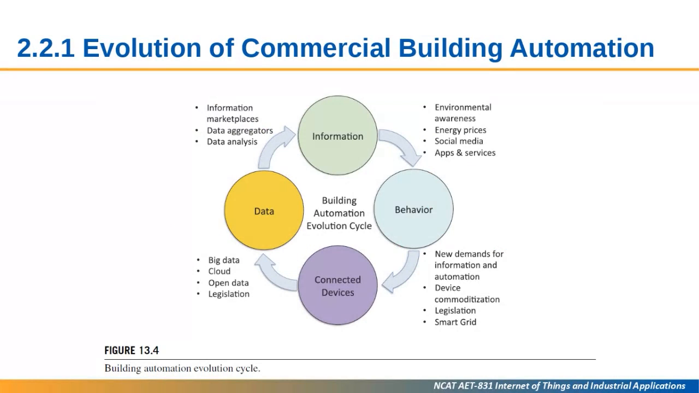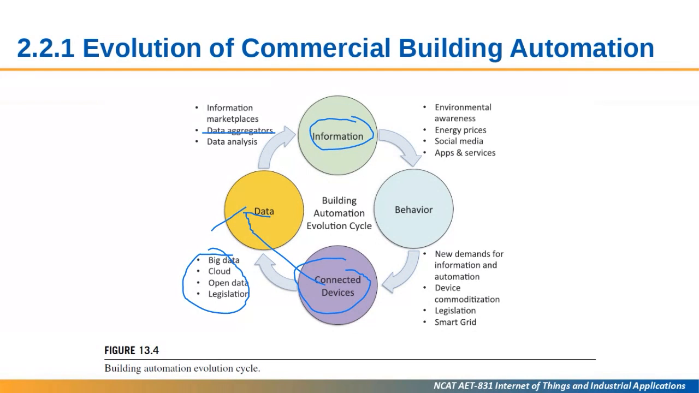So basically, the cycle will be like this. The connected devices will generate the data, usually big data on the cloud and open data. And also we need regulation to make sure the data is used properly. And from the data, we will generate information. For this part, remember we have the data aggregators and also the information marketplace. Basically, the data and information themselves can be products and can be exchanged and can be sold.